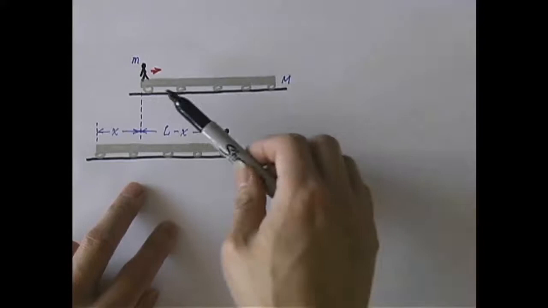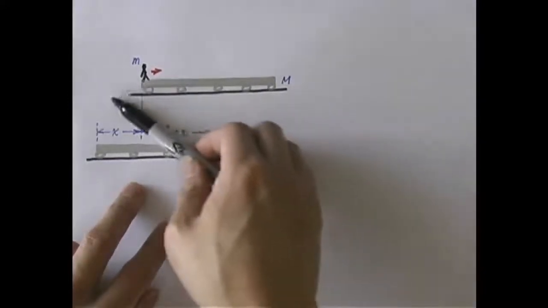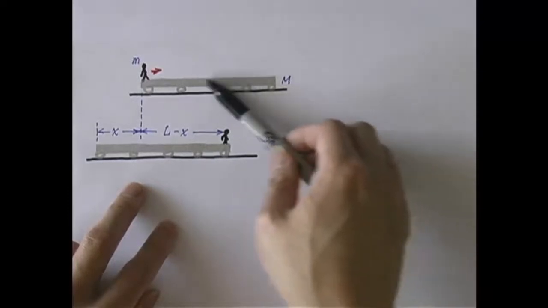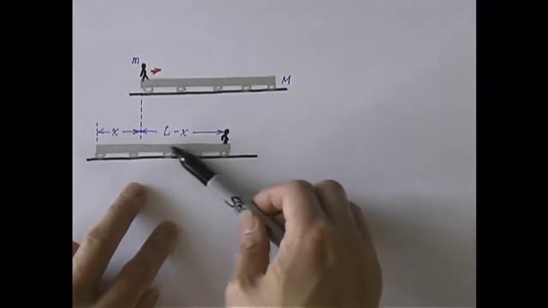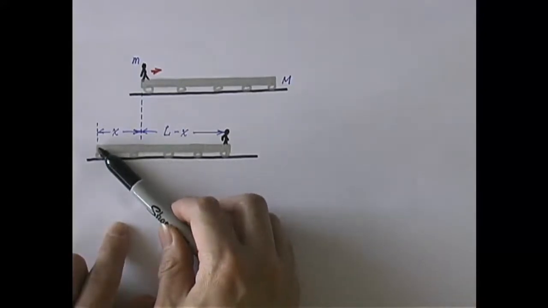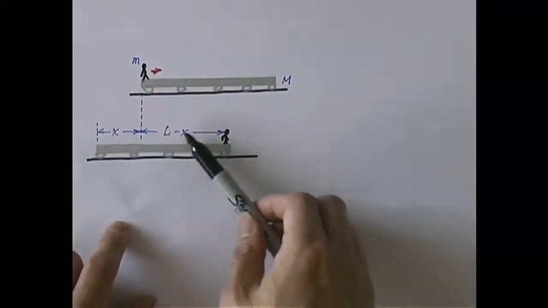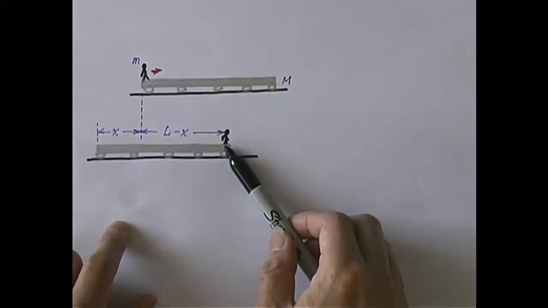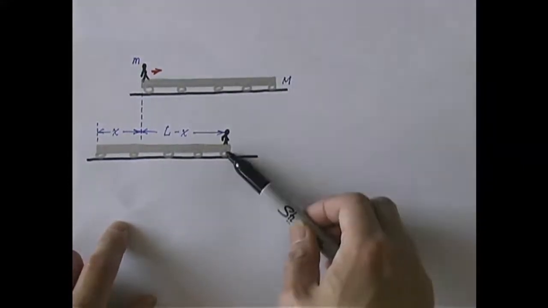Since the railroad is completely frictionless, as the person walks forward, he's going to have to push the car backwards, so the car ends up going backwards, right? The car ends up moving backward by distance x, while the person walks forward over the length of the car, so he ends up at this location. So this is the initial, this is the final.